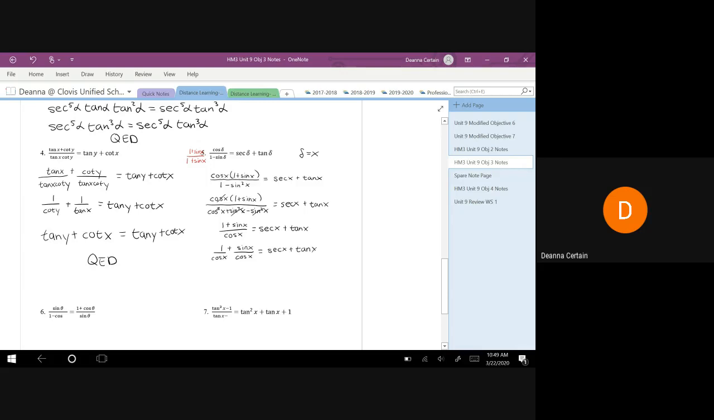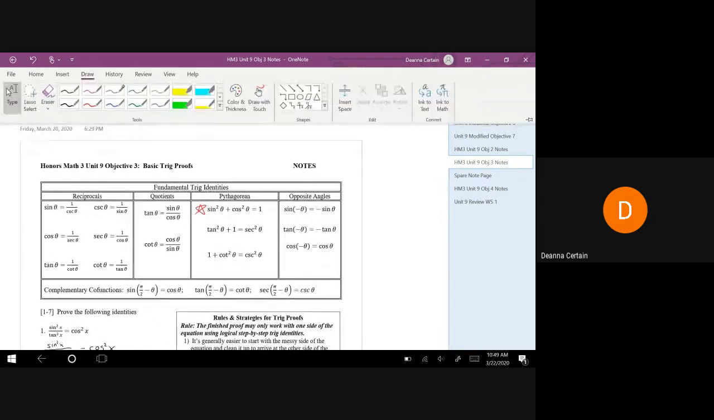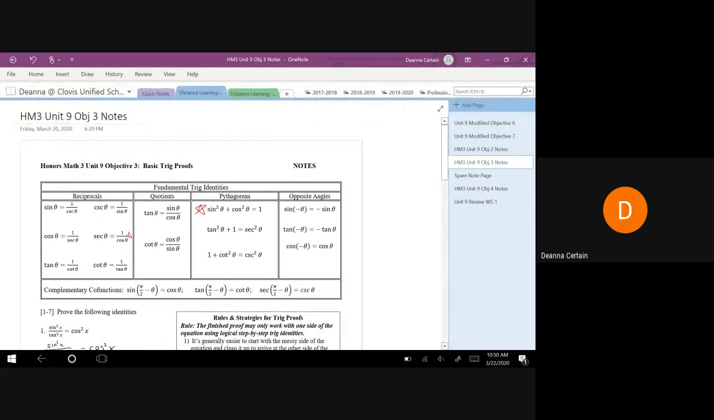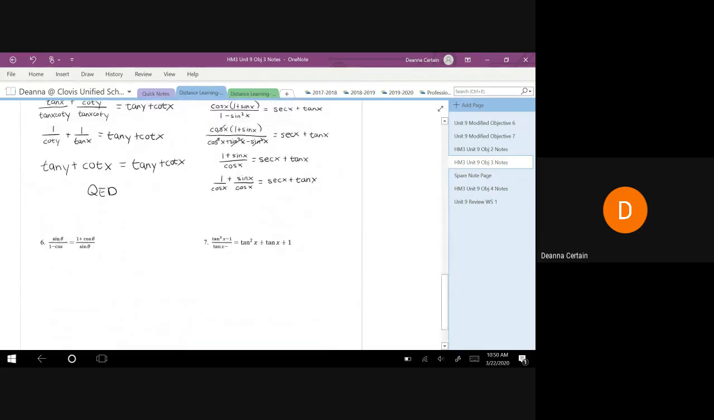Okay. And then simplifying, we're almost there. 1 over cosine is the same thing as secant. And sine x over cosine x is the same thing as tangent x. And with that step, our proof is done. QED.